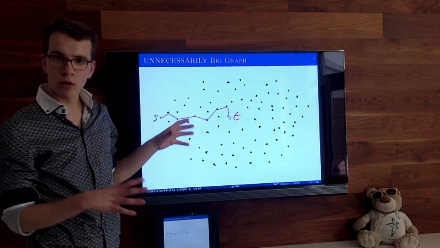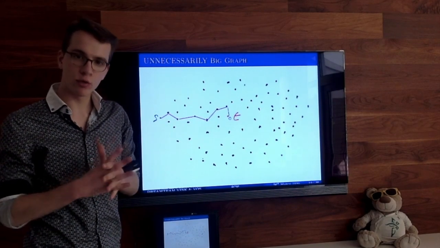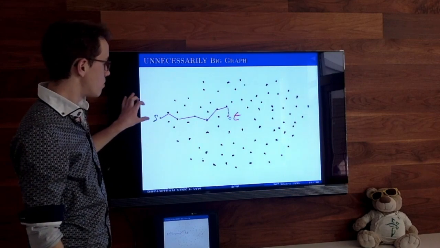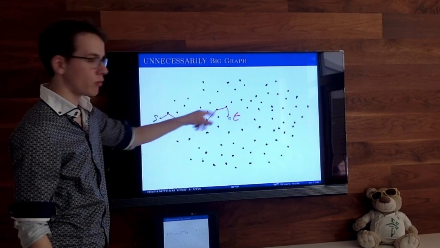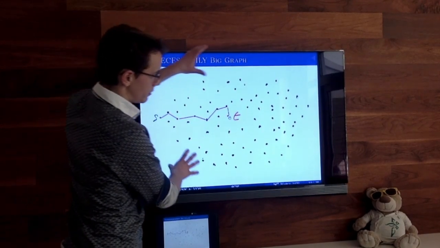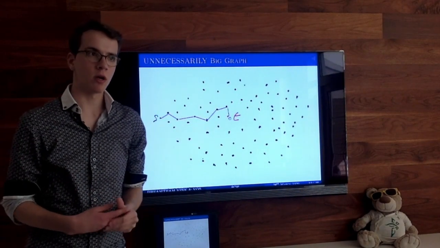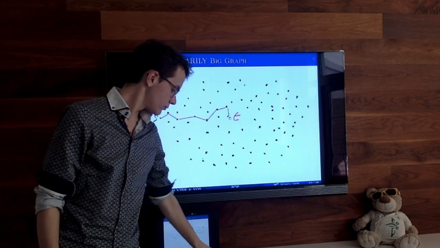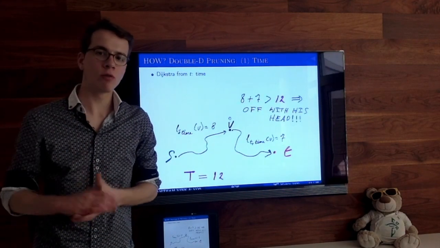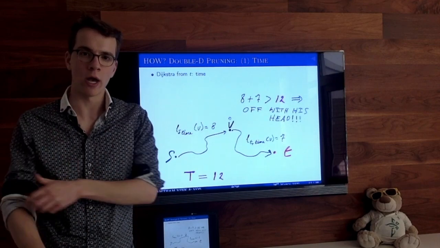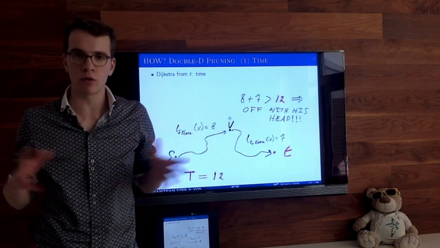Because we do not know exactly what our resource constraint shortest path will look like, but it will look more or less like this, like the purple line. Which means that the vast majority of nodes we are probably not going to use, so we might as well cut them away. How do we do it? How do we cut nodes away? How do we know which nodes we're not going to use?